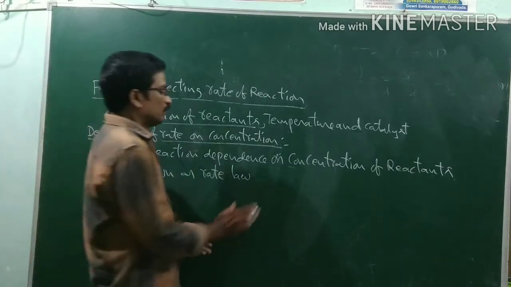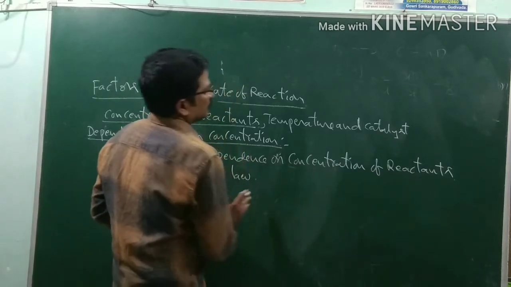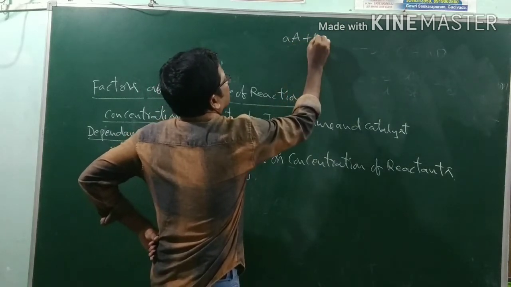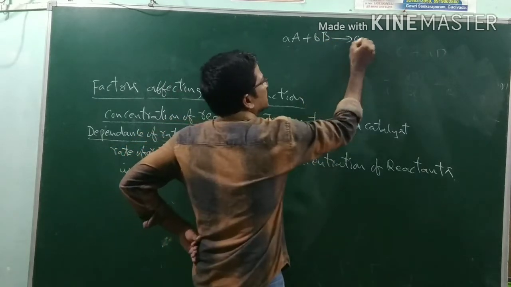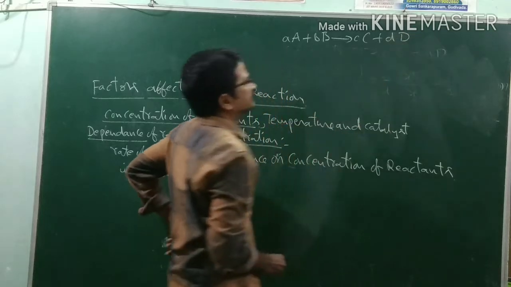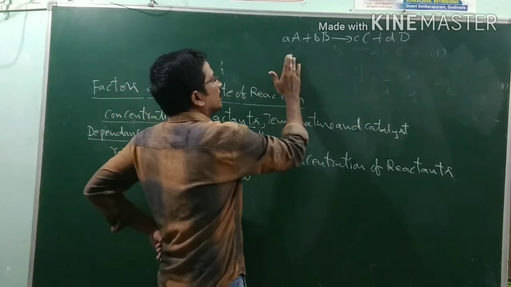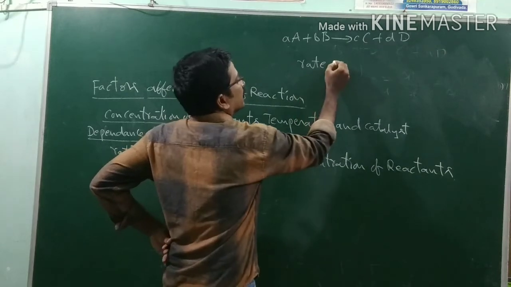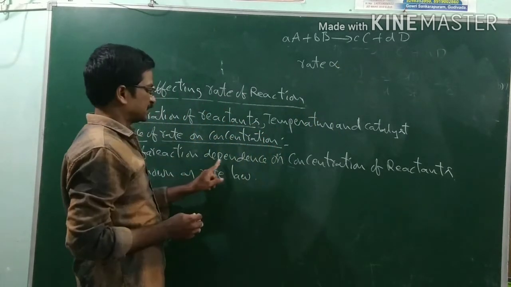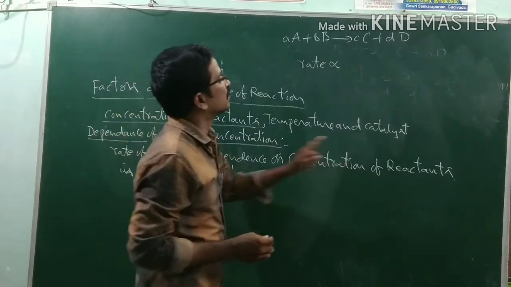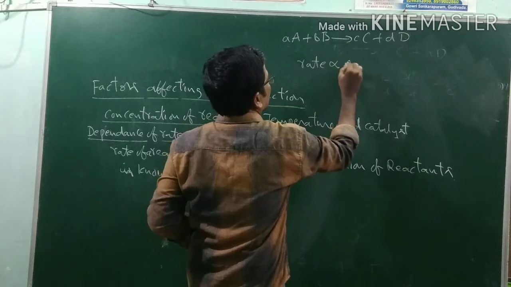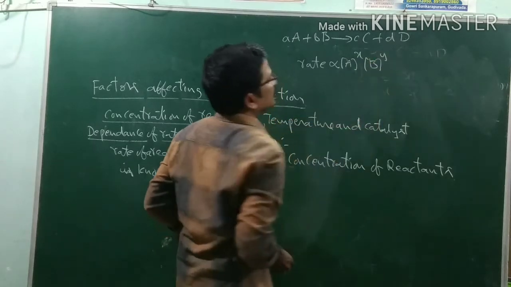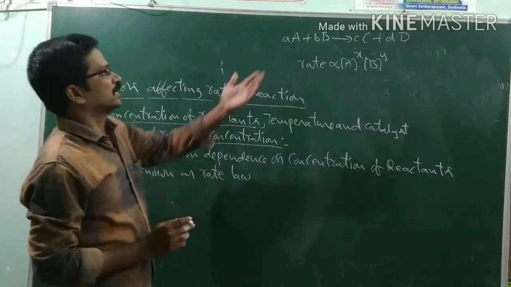Okay, take an example. A, capital A, plus B, capital B gives rise to C, capital C, plus D, capital D. According to rate law, you can write like this: rate of reaction depends on concentration of reactants.